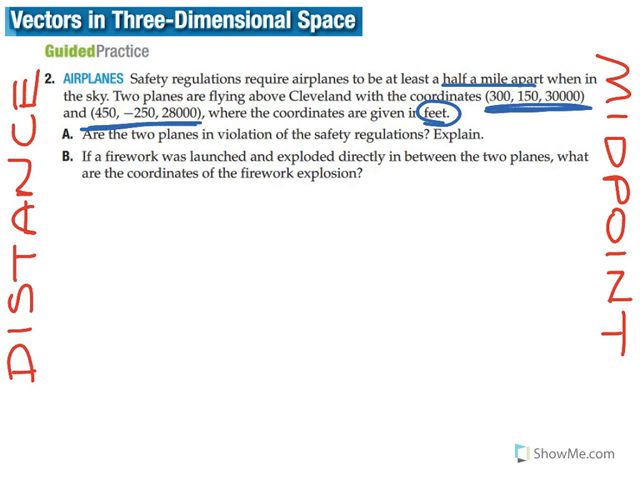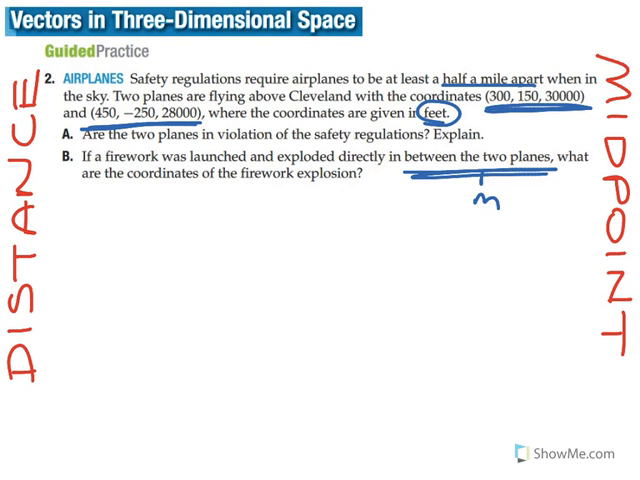Now in part A it says, are the two planes in violation of the safety regulations? So this means, is the distance between two planes smaller than half a mile or bigger than half a mile? We are going to determine this. In part B, if a firework was launched and exploded directly in between the two planes, meaning in the midpoint of two planes, what are the coordinates of the firework explosion? So we are trying to find the midpoint here.